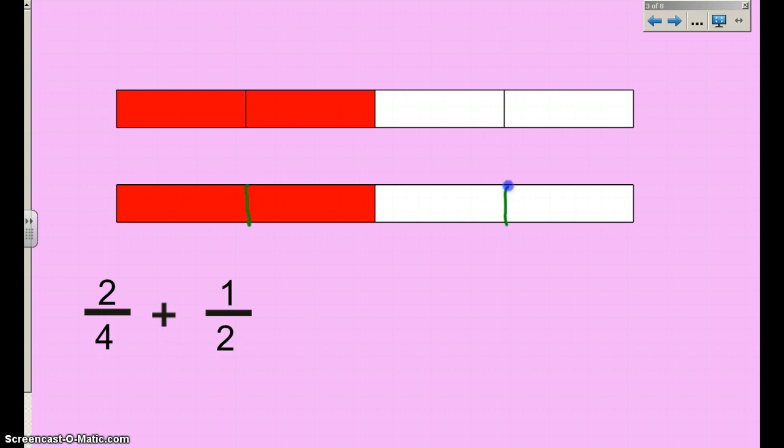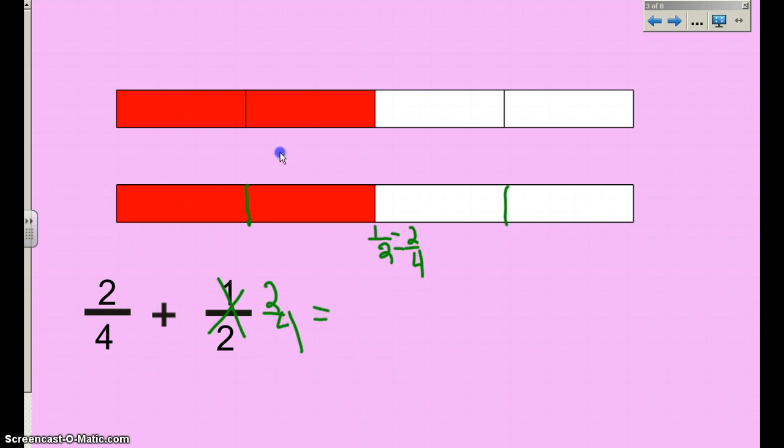And I'm using the lines above. So now I have 4 equal parts on the top and 4 equal parts on the bottom. So 1/2 that was right here is equivalent, it's the same as 2/4. So 1/2 is the same as 2/4. So I'm going to mark out that fraction and write the equivalent fraction 2/4. So now I'm adding 2/4 plus 2/4.